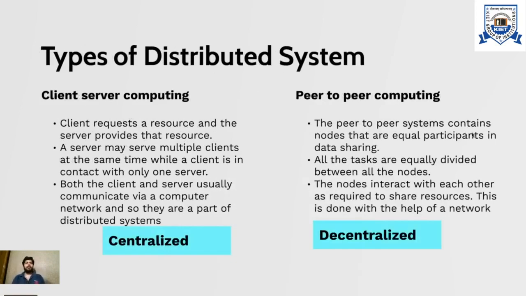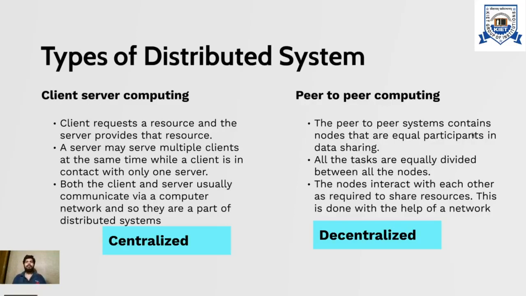Now, types of distributed system: client-server computing and peer-to-peer computing. I just want to clear one thing. When I was talking about the history of cloud computing, I told that initially it was client-server architecture. Then they developed a distributed system, and after that, distributed system became a broader term, because distributed system contains both types of architectures, client-server computing or peer-to-peer computing. They both come under distributed computing.